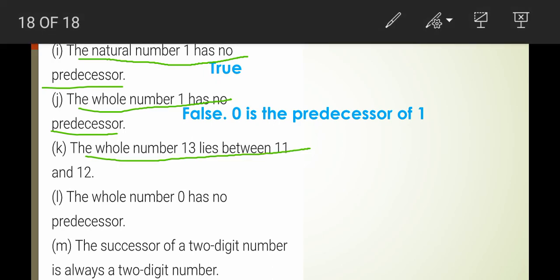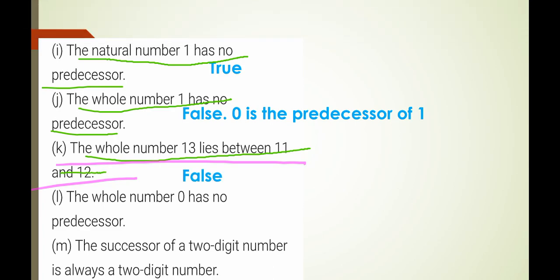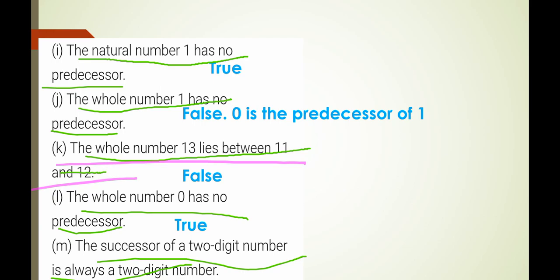Next, the whole number 13 lies between 11 and 12. True or false? That is false. 13 is not lying between 11 and 12. Okay. The whole number 0 has no predecessor. It is true. Next, successor of a 2-digit number is always a 2-digit number. We'll see an example, then you will understand. Successor of 99. What is 99? 99 is a 2-digit number. What is successor of 99? It is 100, but 100 is a 3-digit number. Okay, so that's it. So this exercise 2.1 is over.